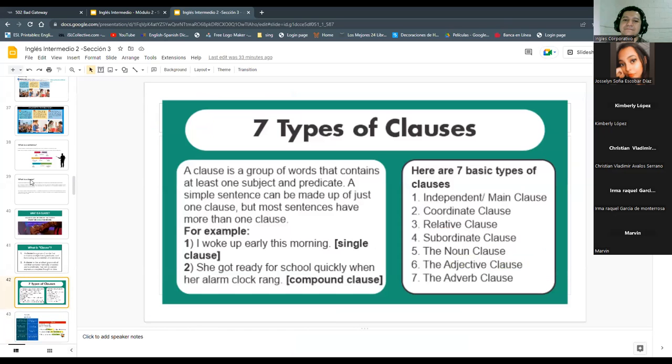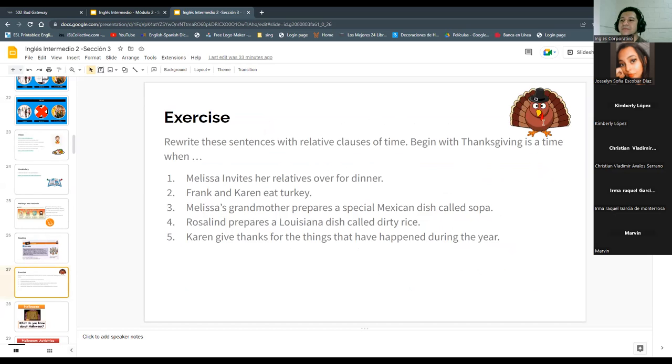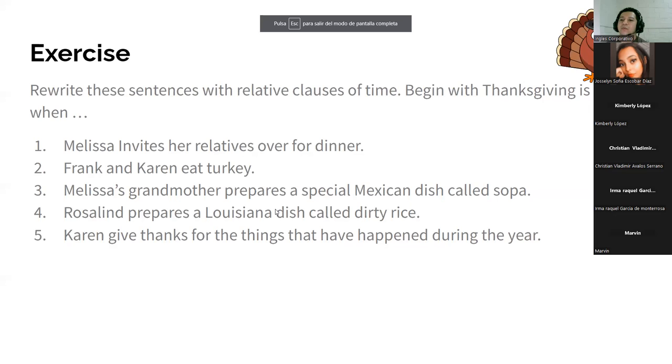So, I will ask you as homework to write a sentence like this with clauses. Ahora sí vamos a ver este. It says, for example, rewrite these sentences with relative clauses of time. Begin with Thanksgiving is a time when Melissa invites her relatives over for dinner. Frank and Karen eat turkey. Melissa's grandmother prepares a special Mexican dish called sopa. Rosalind prepares a Louisiana dish called dirty rice. Karen gives thanks for the things that have happened during the year.